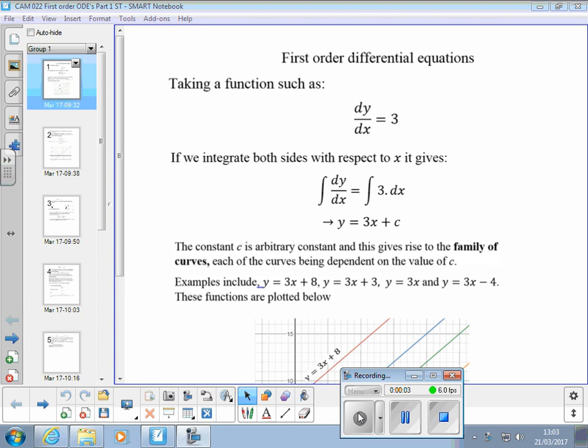First order differential equations. If we take a function such as dy by dx equals 3, and we integrated both sides of that, like so, with respect to x, we'd end up with the equation, the indefinite integral of that would be y is equal to 3x plus c.